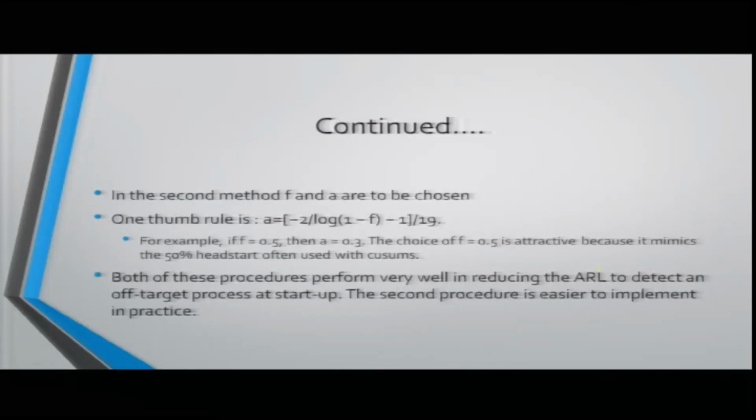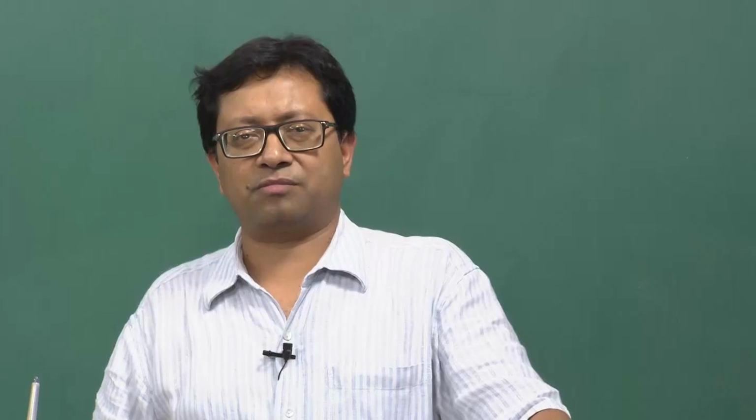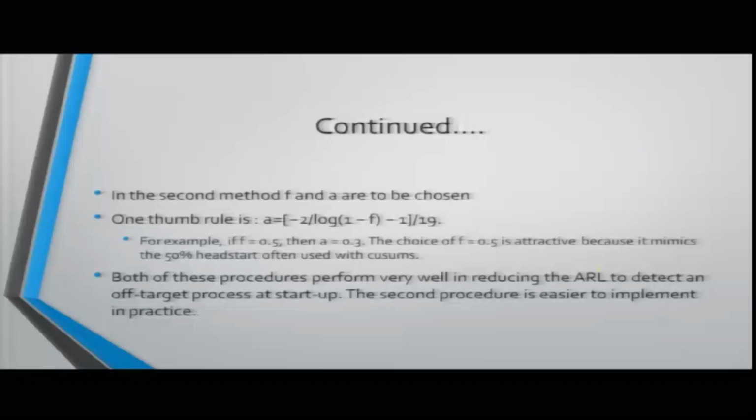So when you are considering this fast initial response, obviously you will consider the values of the parameters f and a accordingly, and the choice of f as 0.5 is attractive because it mimics the 50% head start often used by Kusum charts. Both of these procedures perform very well in reducing the ARL to detect an off target process at startup. So obviously we want to be aware of the aberrations at the word go. The second procedure is easy to implement in practice, and it gives good results.